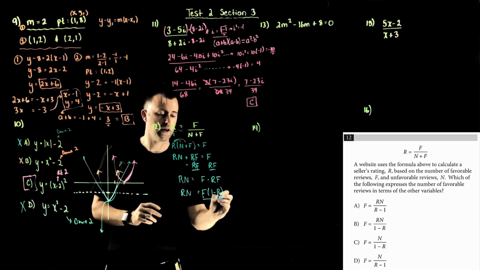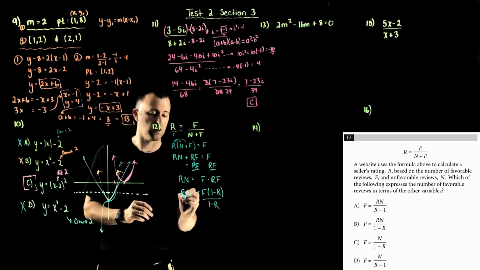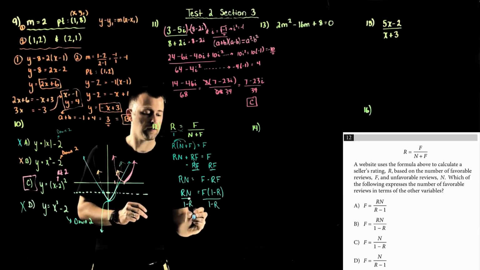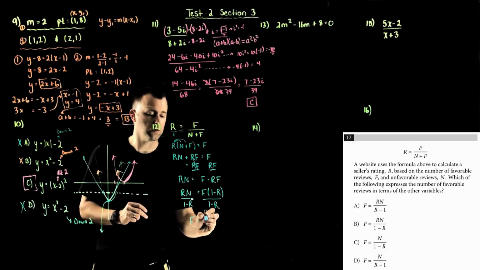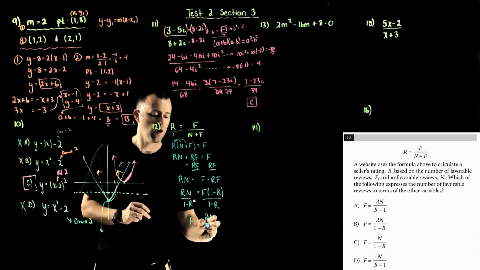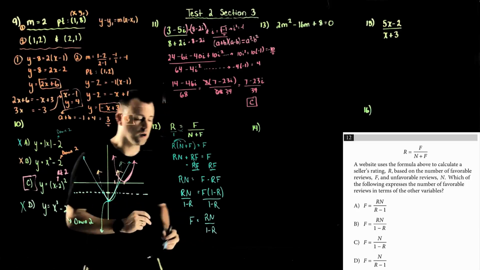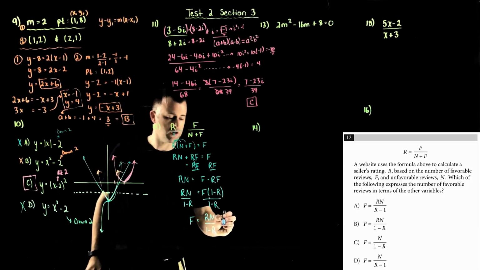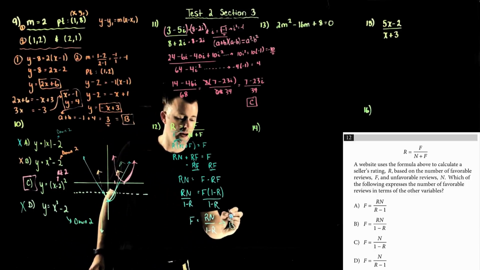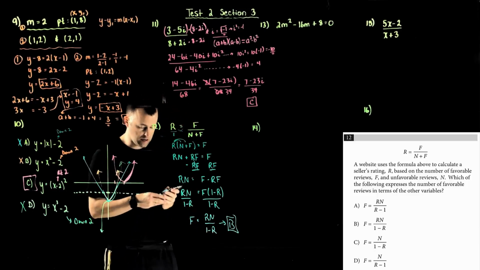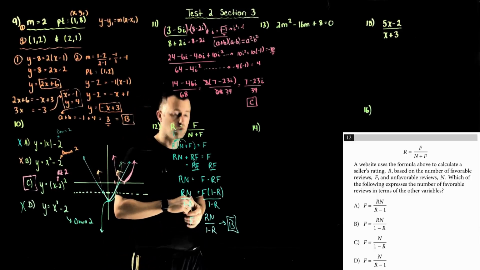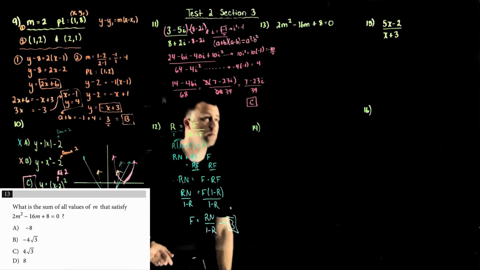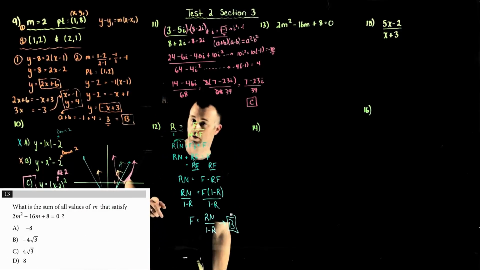So now I can divide both sides by 1 minus r, and that's going to give me f equals r times n over 1 minus r. So we're going to look and see which answer choice does that. And if you notice, answer choice B is going to give me that answer. So that's going to be number 12. And then we're going to move on to number 13.